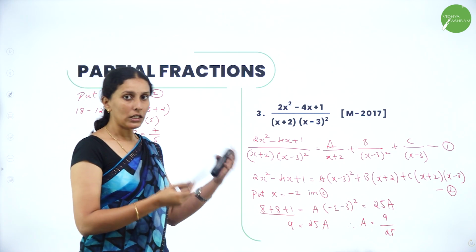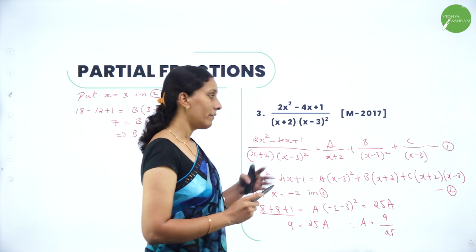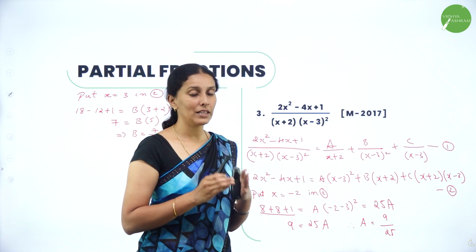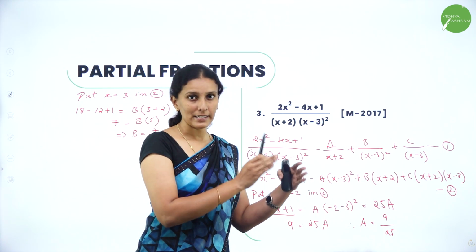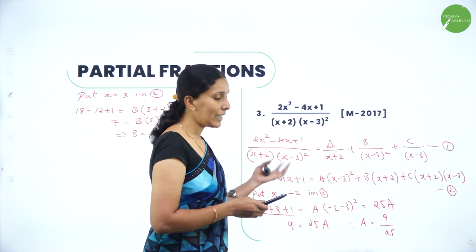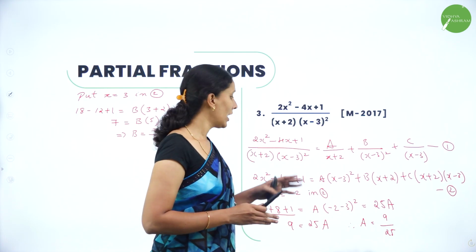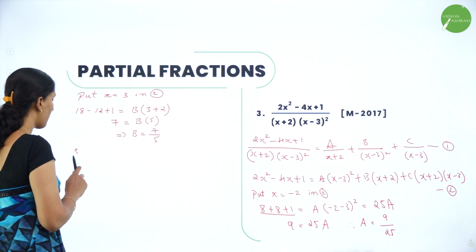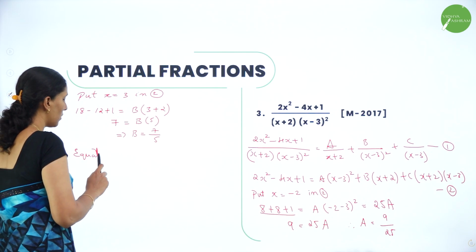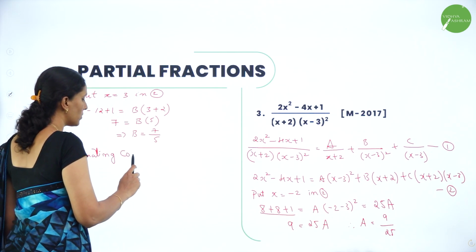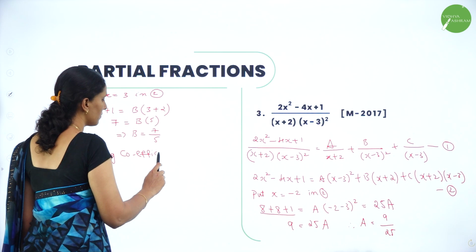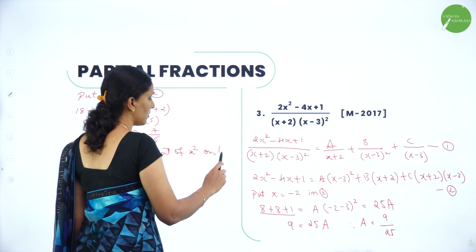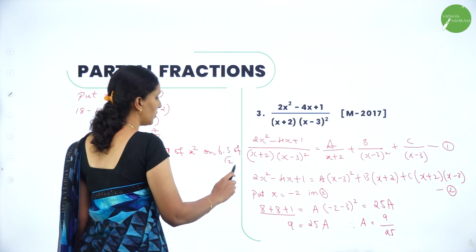Again, we don't have any other term to equate to 0. We can take x is equal to 0, but then it will be in the sum of a, b and c. So instead of taking x is equal to 0, the better way is to equate the coefficients. Now let me equate coefficients of x square on both sides of equation 2.